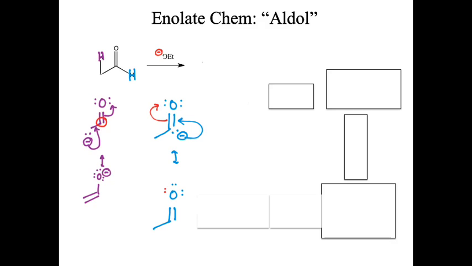Try whatever you want to. No resonance. Which is more stable? Negative carbon, negative oxygen. Negative oxygen. The aldehyde hydrogen is not acidic.